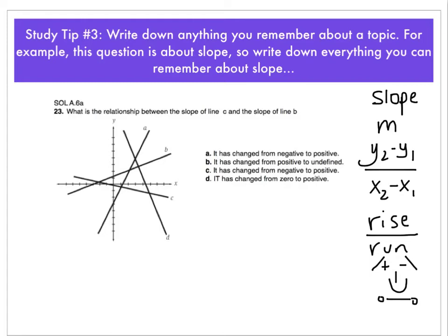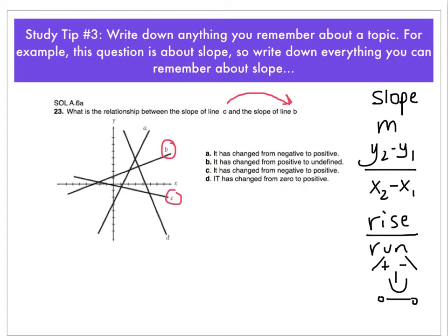Let's read the question. What's the relationship between the slope of line C and the slope of line B? Well, here's C right here, so that's this line, and here's B. So what's the relationship between C going to B? All right, it has changed from, and it's got two values. Oh, typo. Just found a typo there, but that's okay. All right.